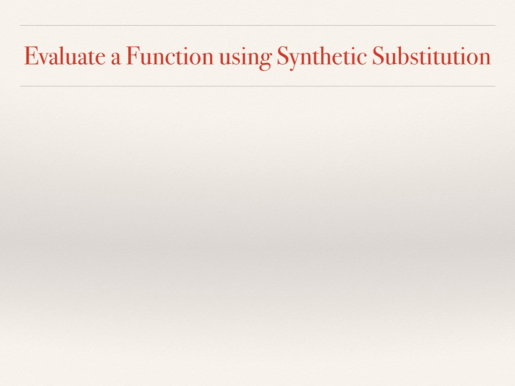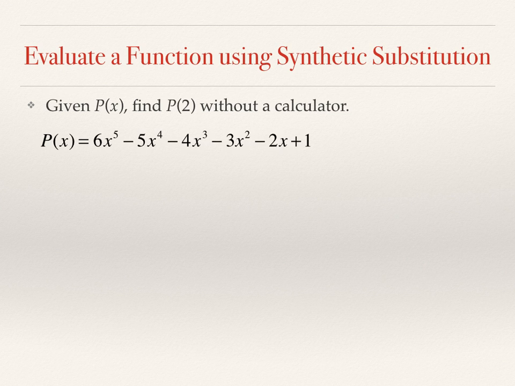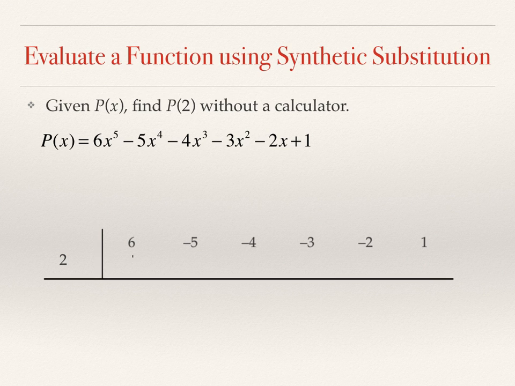We're going to evaluate a function, p of x, at the input value of 2. So we want to find p of 2 without using a calculator. The function p of x is defined this way. We're going to use synthetic division, so here are all of our coefficients. The polynomial function was in standard form. We're dividing by 2. And we go through the process for synthetic division.